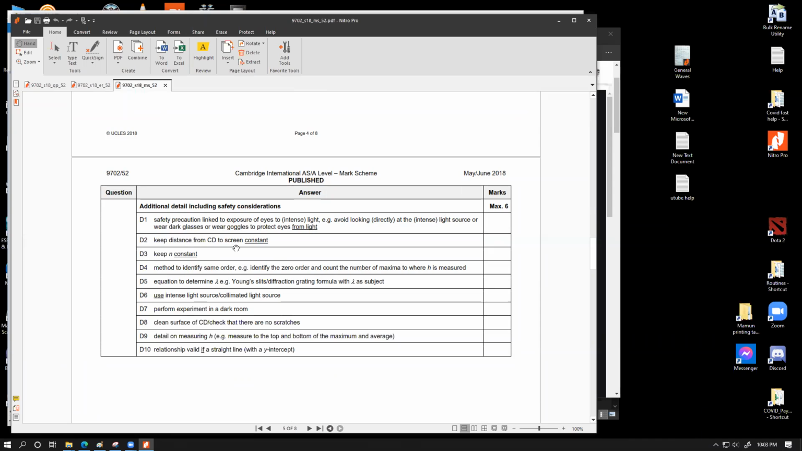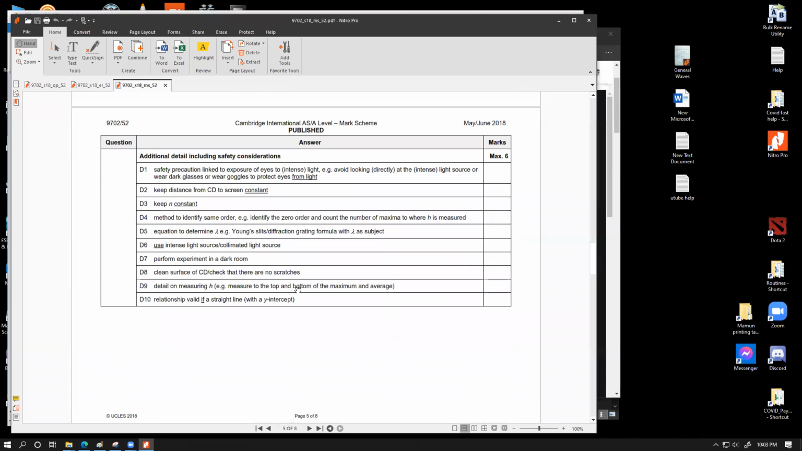Keep the distance from the CD to the screen constant. Like I said, D3. Keep n constant. N means what? Order. The order of the fringe. Beautiful. Method to identify same order. Example: identify the zero order and count the number of maxima to where h is measured.